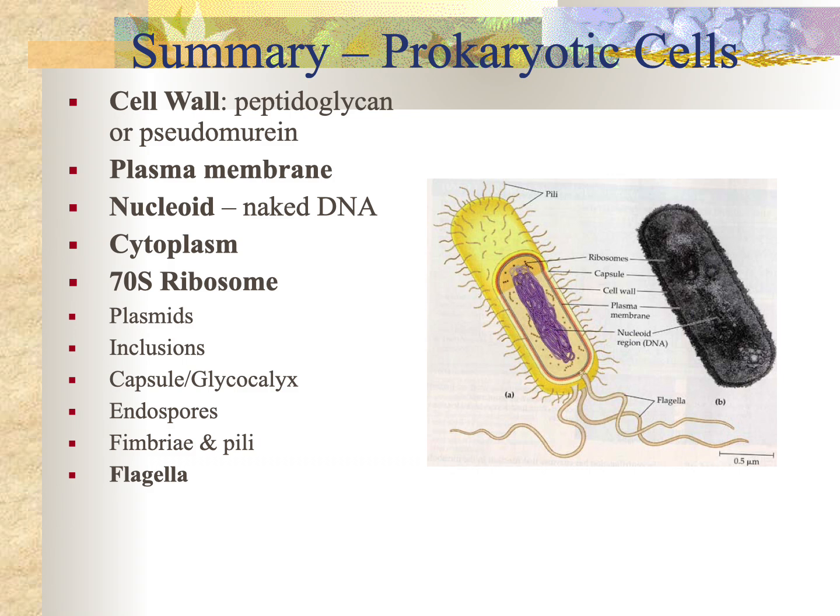All prokaryotic cells have ribosomes, which they use to make proteins. They may have a bunch of other stuff, sometimes important. If they do have a flagella, it's a rotating flagella.